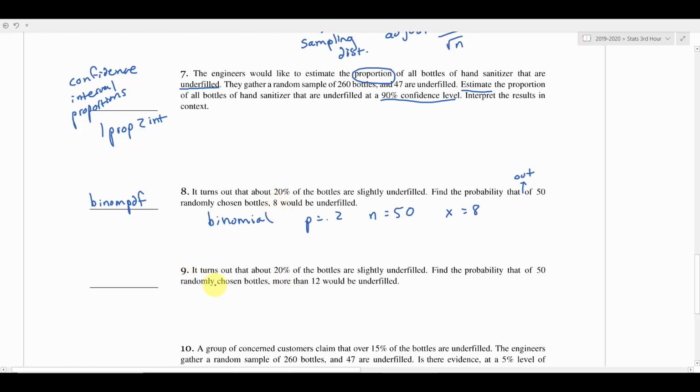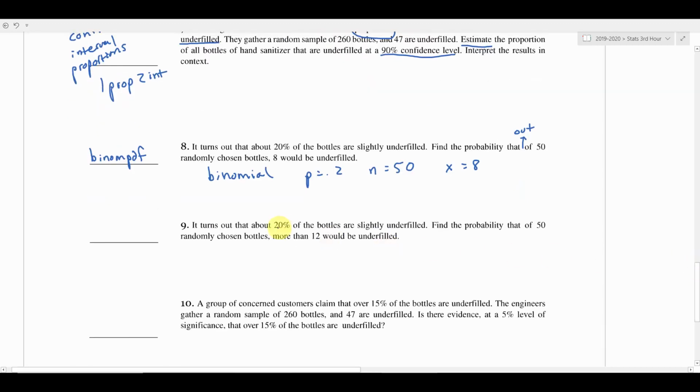So let's read number 9. It says it turns out that about 20% of the bottles are slightly underfilled. So just like number 8, find the probability that out of 50 randomly chosen bottles, more than 12 would be underfilled. So again, this is binomial.